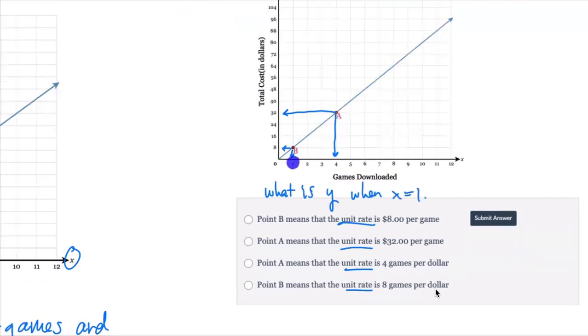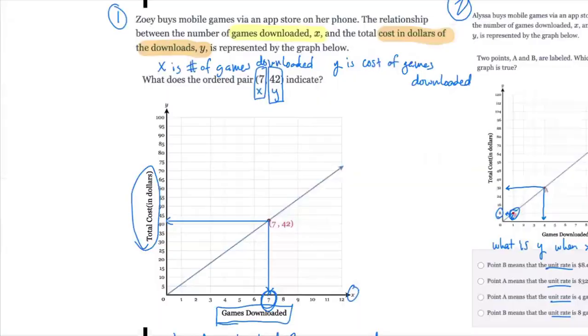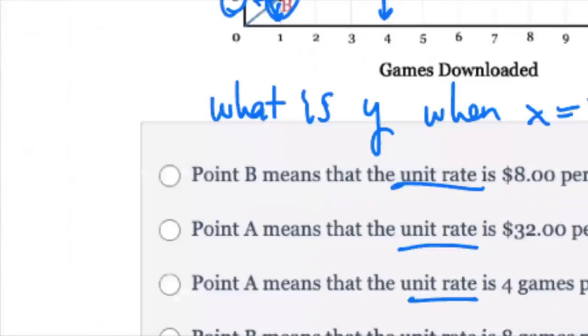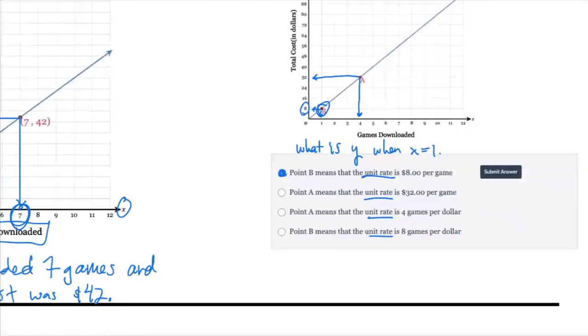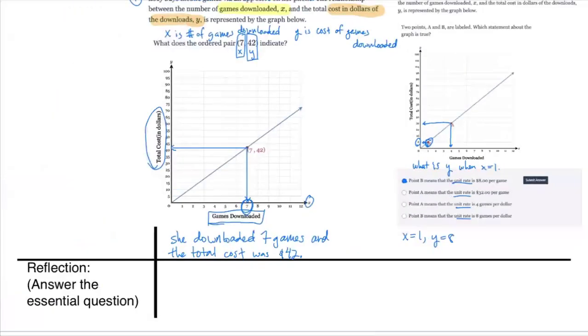Well, here is Y. So, X is 1. That's the number of games downloaded. So when there's 1 game, what's the cost of that 1 game? 8. So that's point B. Point B shows me that the unit rate is, in fact, $8. So my answer here is the first one. Point B shows me that. When X equals 1, then Y equals 8. Good. All right, the next one here.